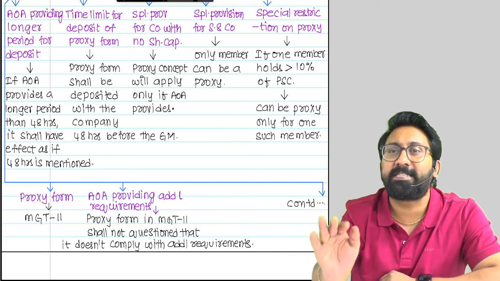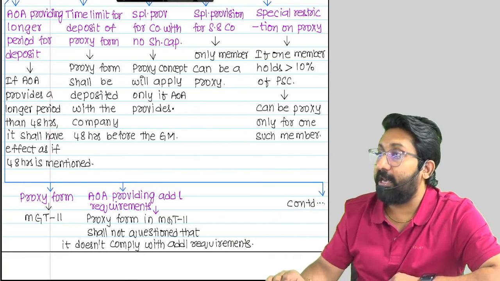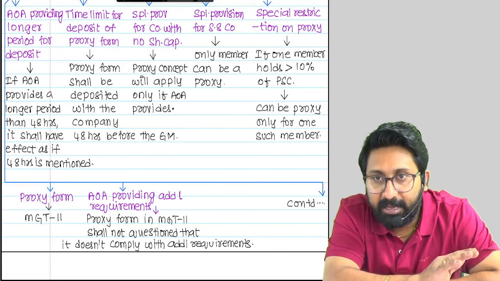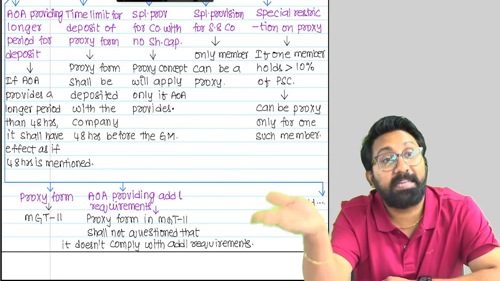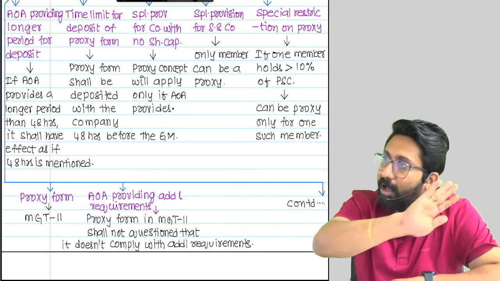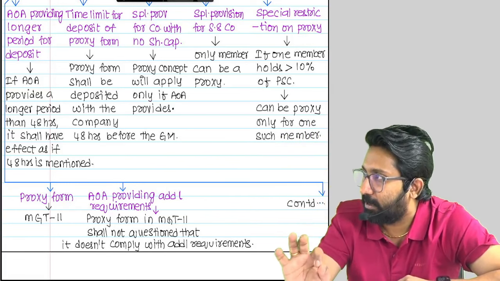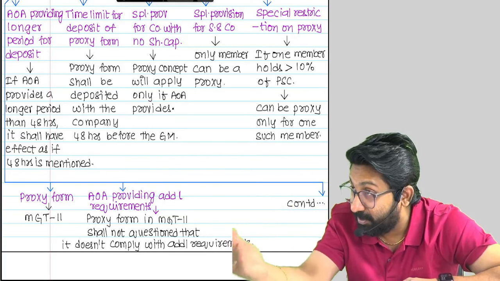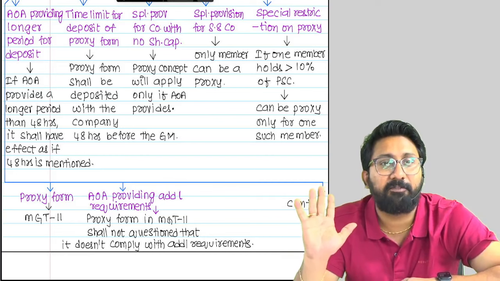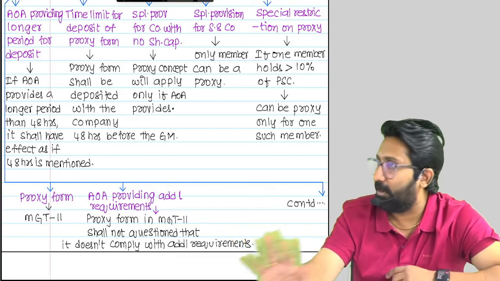Any proxy form received after 48 hours, that means gap is only 36 hours, rejected. Any proxy form sent after 48th hour before the meeting will be rejected. Any proxy form received before 48 hours, all will be accepted. Number one, everyone understood the point clearly? Yeah? Again, repeat. Point number one, proxy forms should be deposited at least 48 hours before the meeting. Am I clear? Any proxy form received after 48 hours will be outrightly rejected. They will not take them.